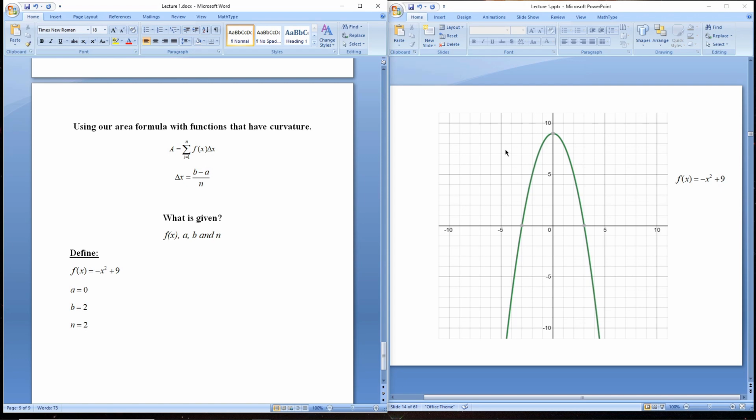If we look at the graph on the right side here, I'm going to stick these markers in here. Here's where a equals 0 and b equals 2. The region that we're interested in is this green region. This is the area we want to figure out under the curve, between the x-axis, between 0 and 2. We want to know what this green area is.